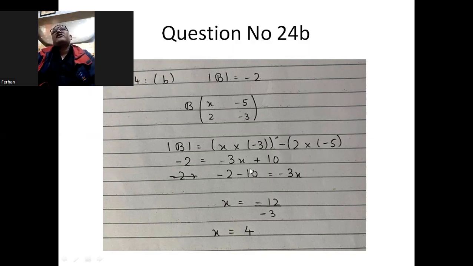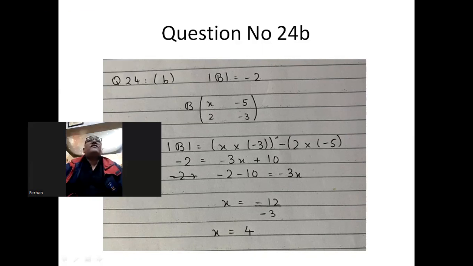So you will have minus 3x plus 10, and that is equal to minus 2. It is given in the question. So you will have minus 2 minus 10 equals minus 3x. So minus 12 divided by minus 3, and that will be 4. So the value of x will be 4.